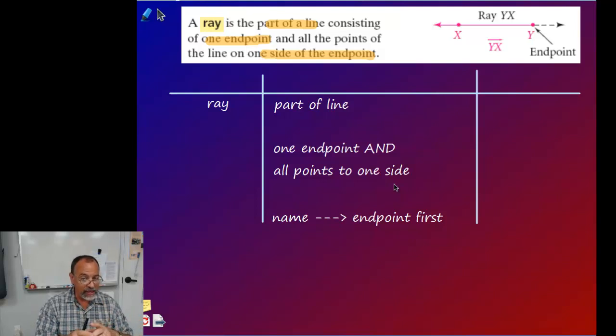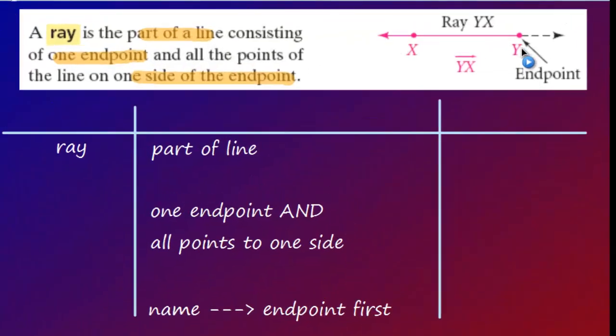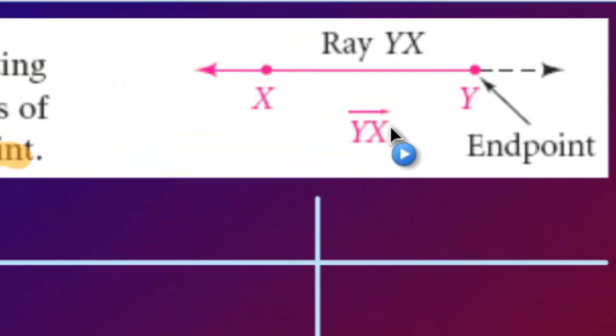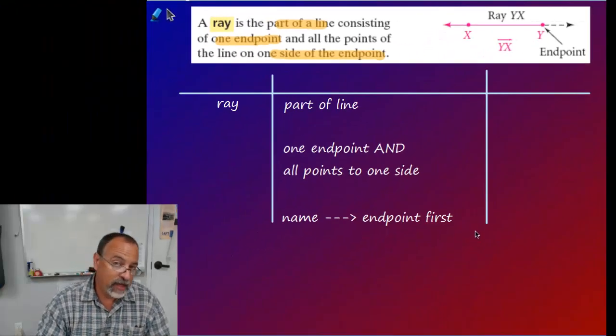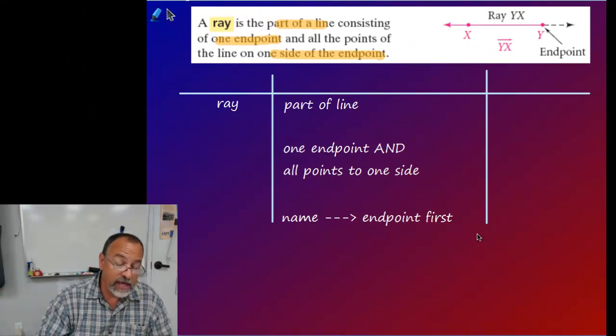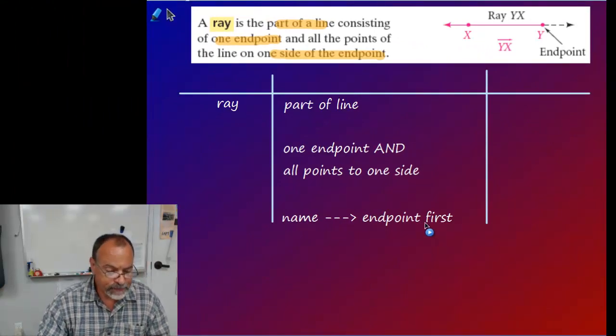However, with a ray, the first letter must be the endpoint. You cannot switch these. So notice again up here, the beginning or the endpoint of the ray is Y. Notice that when we named it, we used the Y first. It has to come first. The endpoint must be first. So that's a difference between naming a ray and naming a segment or naming a line.